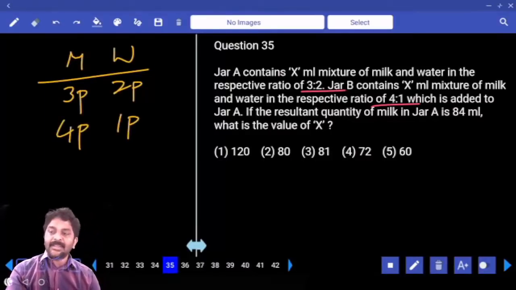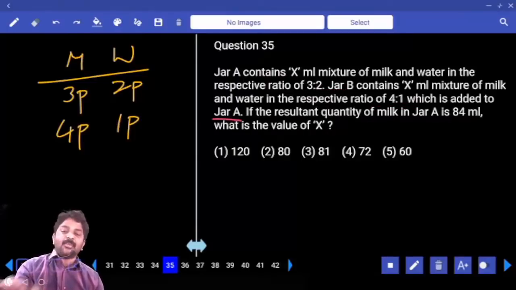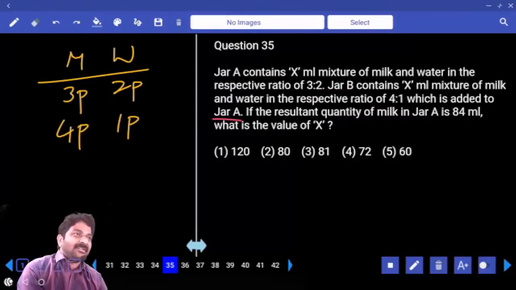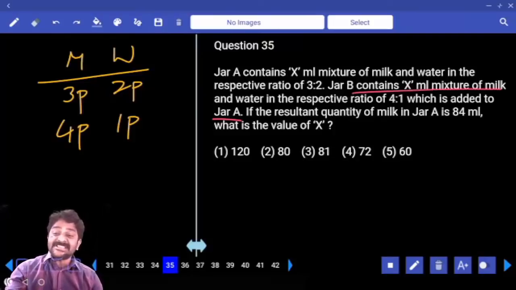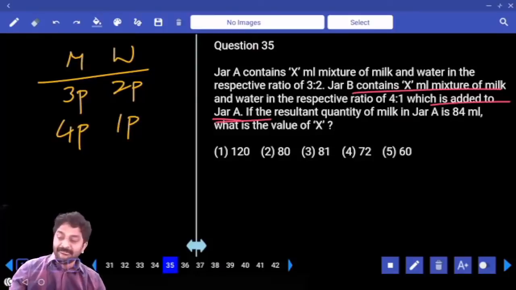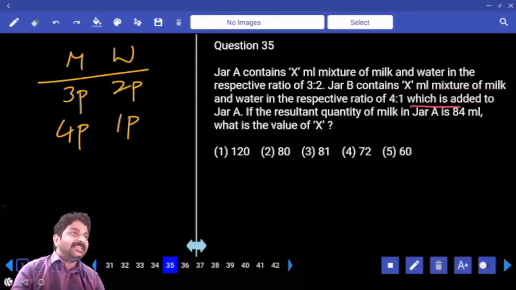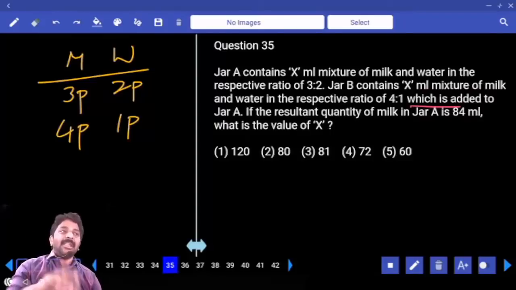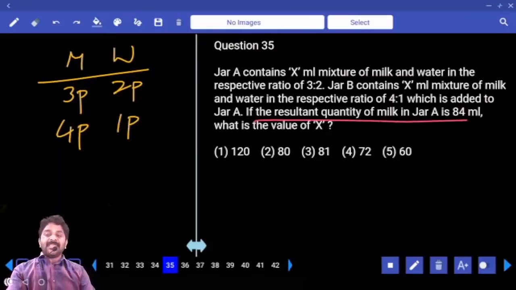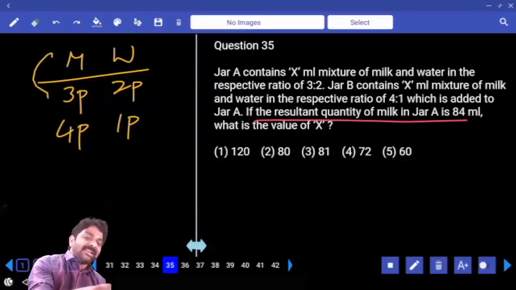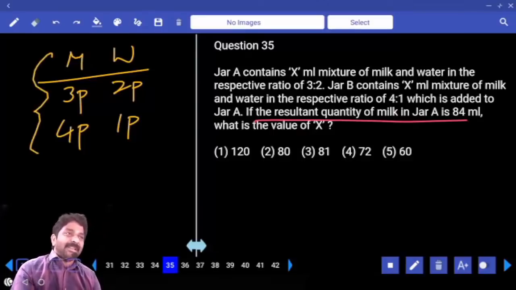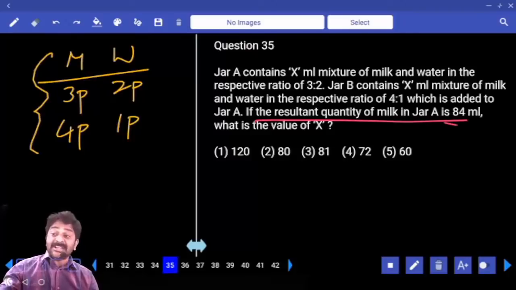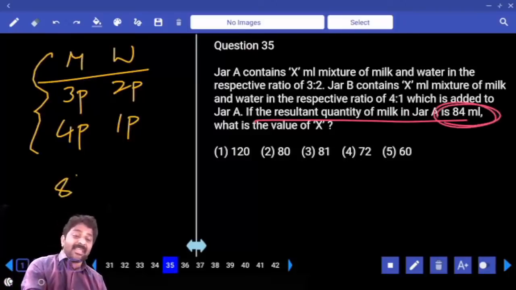Clear? Right. Which is added to jar A. What is added to jar A? Jar B content is added to jar A. Now, if the resultant quantity of milk in jar A is 84. Now in jar A and jar B both are added, right? How many parts of milk we have? 7 parts. In terms of ml, then 84 ml is equal to 7 parts only.